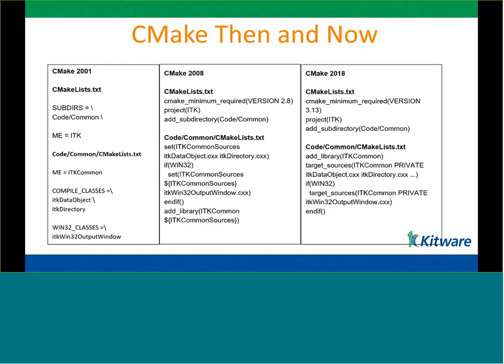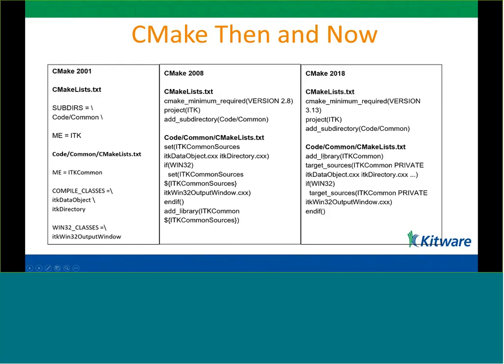So, modern CMake. Here's a list of what CMake can look like and used to look like. This is the earliest CMake list file I could find. It was from 2001. And you can see it's changed a lot. Basically, it was sort of declarative and looked a lot like a makefile way back then. In 2008, you did something along the lines of this, but you were using variables for sources, and now you have this more object-oriented CMake.